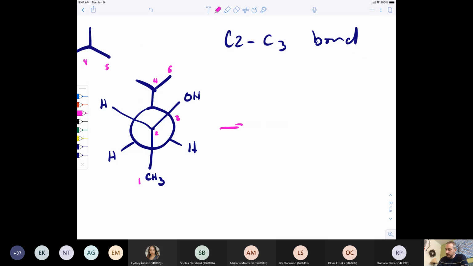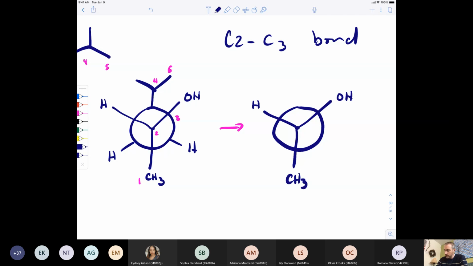Lizzie wants the eclipsed, so if you want to draw the eclipsed, pick one of the carbons to remain fixed. I'm going to pick the front one to remain fixed, doesn't matter which one you do. And if you want to rotate the back carbon around 180 degrees, that will put the t-butyl group there, hydrogen there, and a hydrogen there. That's the eclipsed one. That's the least stable one because the two biggest groups are closest to each other.